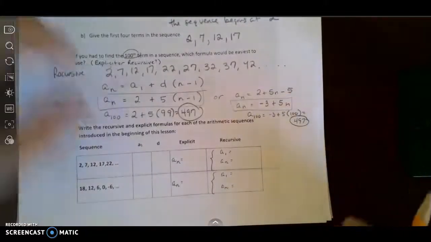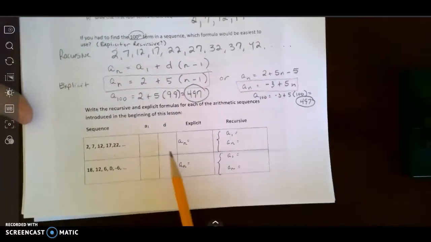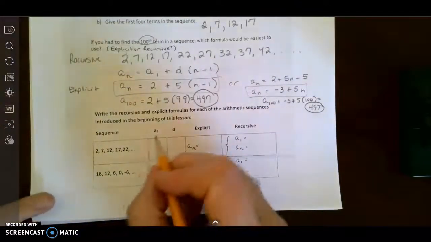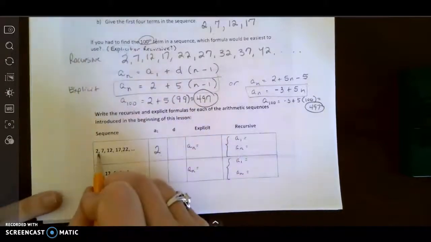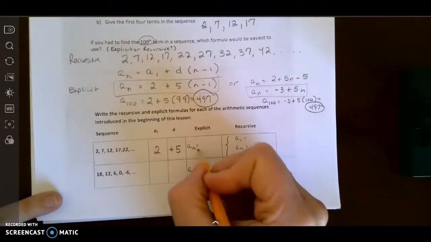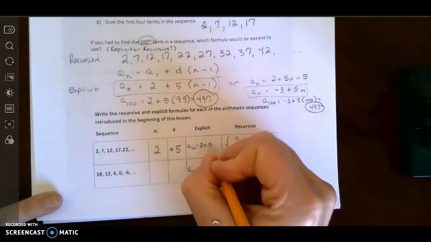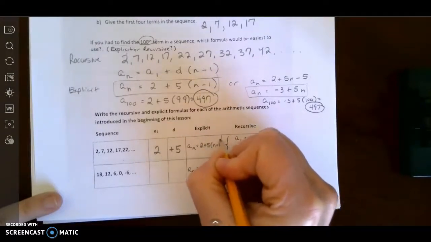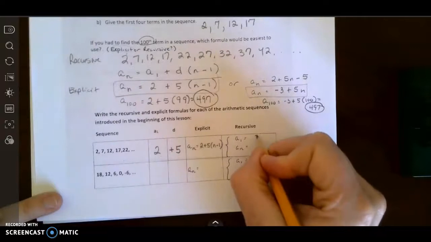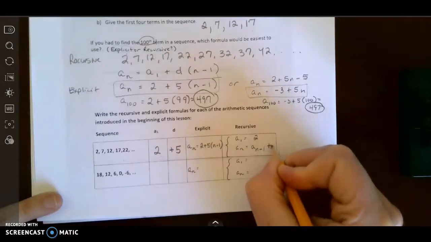Okay, what we're going to be doing is we're going to be looking at a sequence. We're going to write its first term, its constant difference, the explicit formula, and the recursive formula. Okay. My first term is 2. If I look here, my constant difference is plus 5. And my explicit formula then is 2 plus 5 times n minus 1. My recursive formula, my first term is 2. A sub n is always the previous term plus 5.